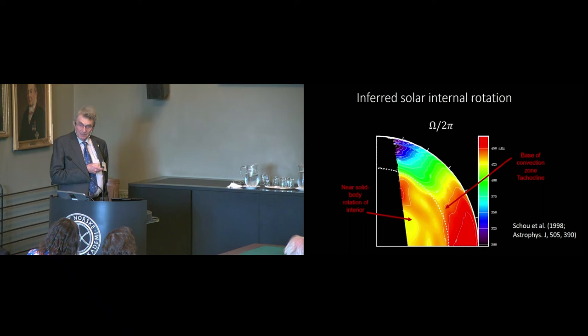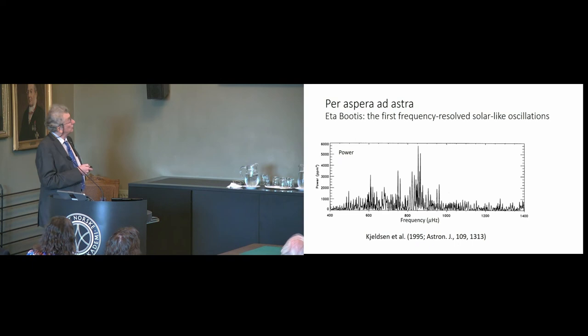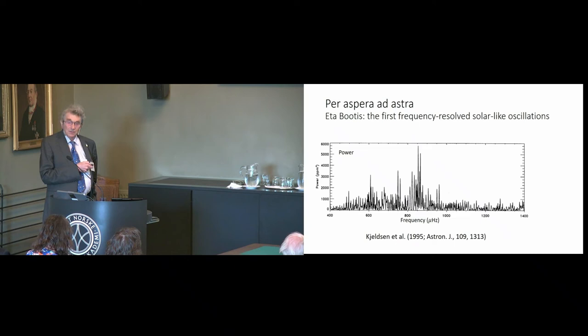Up to maybe a meter per second in relative velocity, maybe a few parts per million in intensity. So to see these oscillations was a big challenge. And the first success in doing that to the level where you could resolve peaks, we claimed, was in this observation by Hans Kjeldsen and colleagues in the mid-90s of a star, Arcturus.